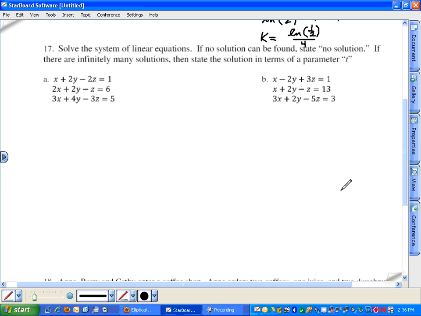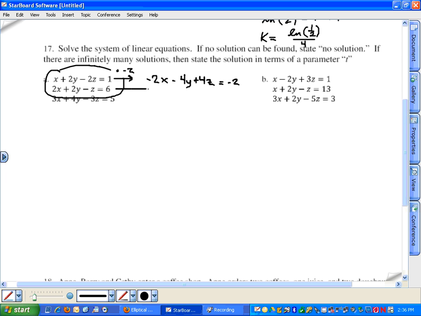Solving systems of linear equations. There's three equations, three unknowns, three variables. I'm going to look at these top two equations here. If I multiply the top equation by negative 2, the top equation is going to result in negative 2x minus 4y plus 4z is equal to negative 2.